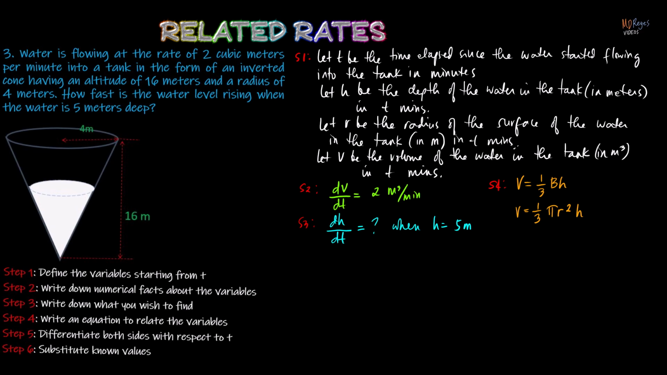Now let's find a relationship between r and h using the figure. We can find two similar figures here, to be more specific, two similar triangles. This is the larger one. This is the base of the triangle. It measures 4 meters. The altitude of the triangle is equal to the altitude of the tank, so it's equal to 16 meters.